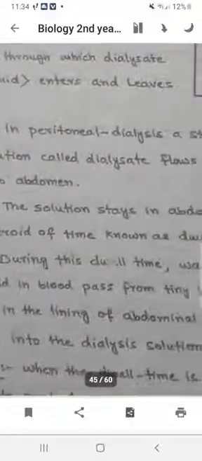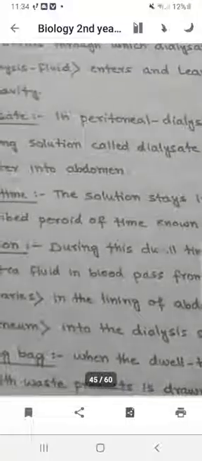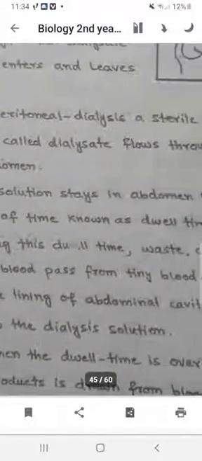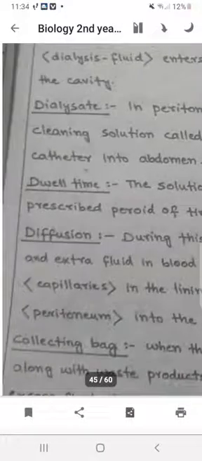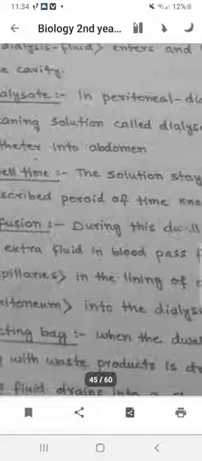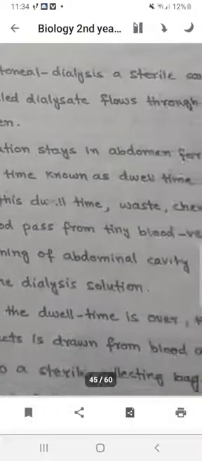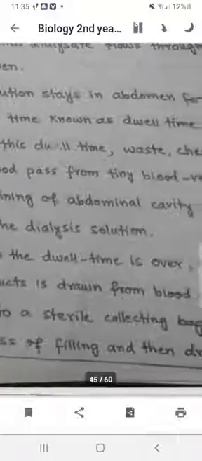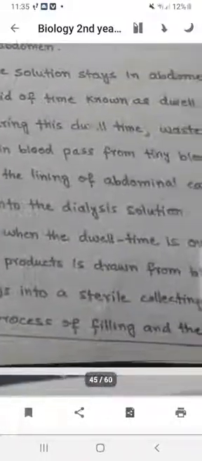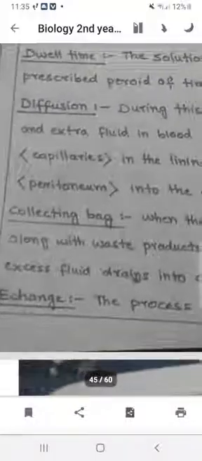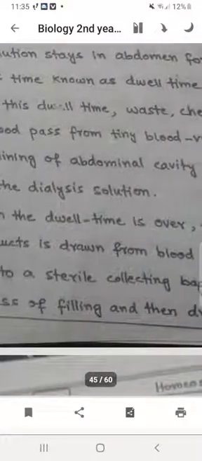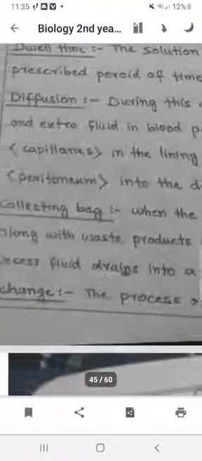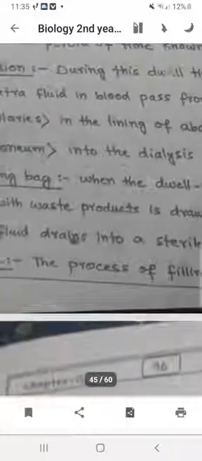Dialysate. In peritoneal dialysis, a sterile cleaning solution called dialysate flows through the catheter into the abdomen. Dwell time. The solution stays in the abdomen for a prescribed period of time known as dwell time. Diffusion. During this dwell time, waste chemicals and extra fluid in the blood pass from tiny blood vessels, capillaries, in the lining of the abdominal cavity, the peritoneum, into the dialysis solution.